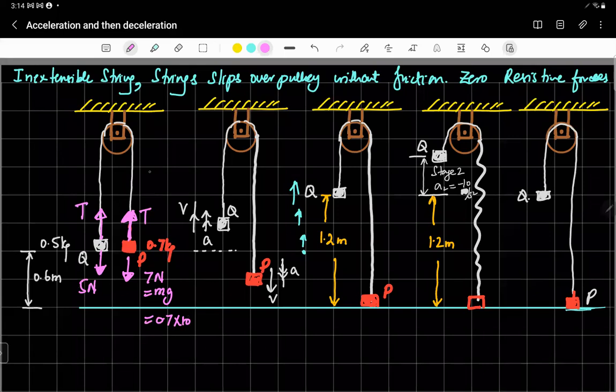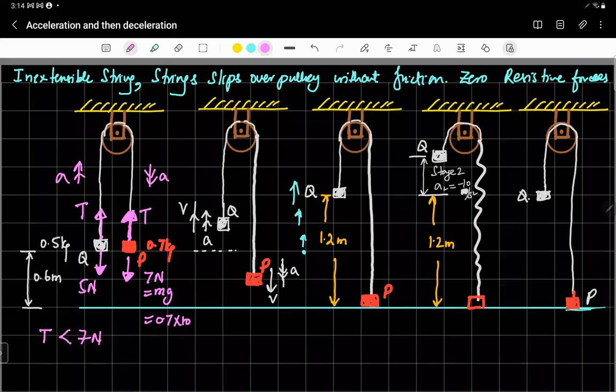Now, if P accelerates in the downward direction, Q will accelerate in the upward direction. And if P accelerates in the downward direction, it means that T is less than 7 Newton.